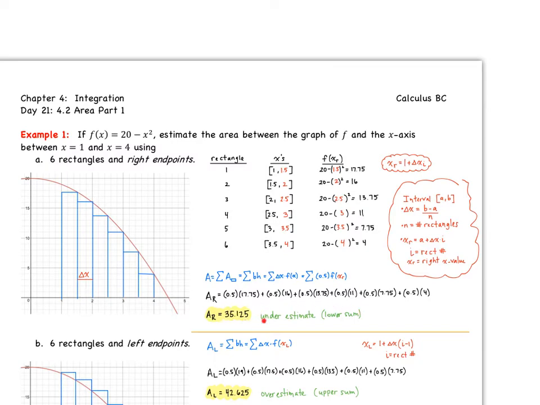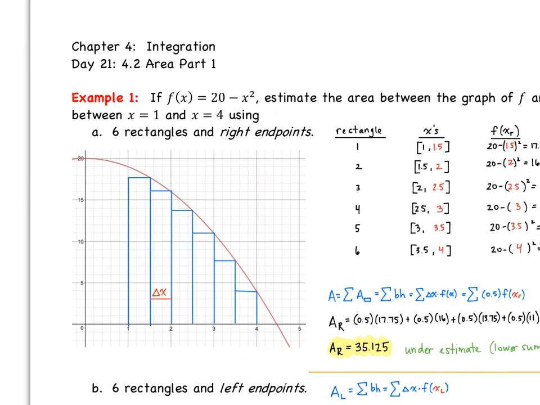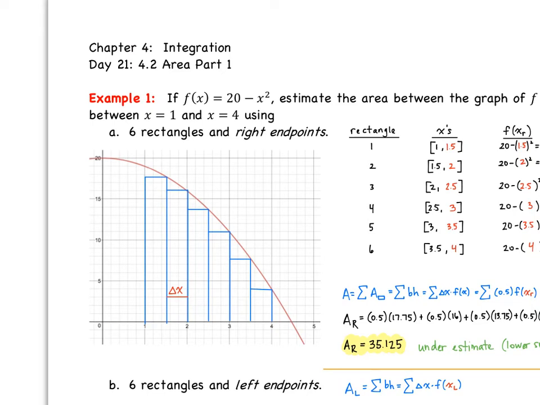Now notice I have this note here that this is an underestimate. Take a look at our graph. We can say that this is an underestimate or a lower sum because our rectangles don't meet the curve exactly.